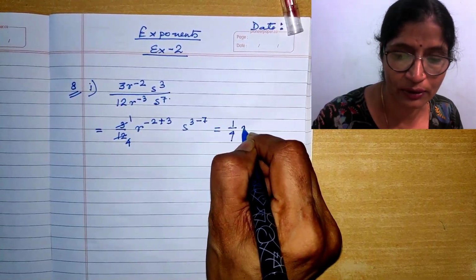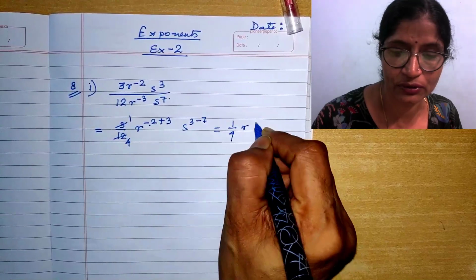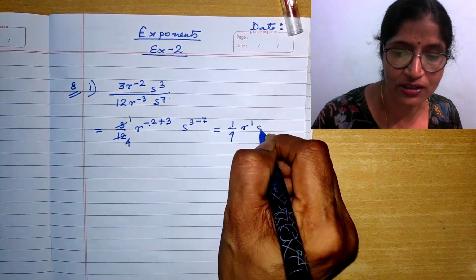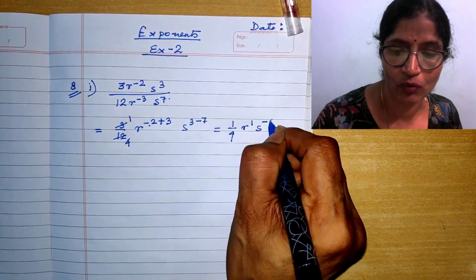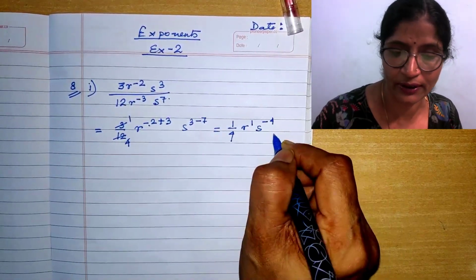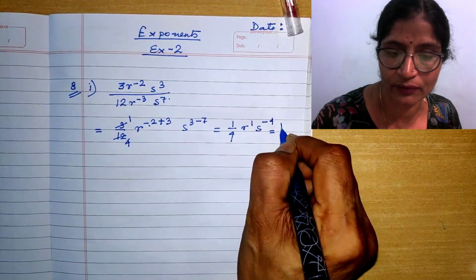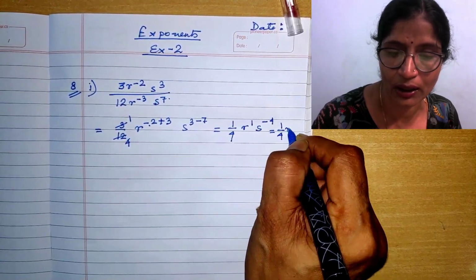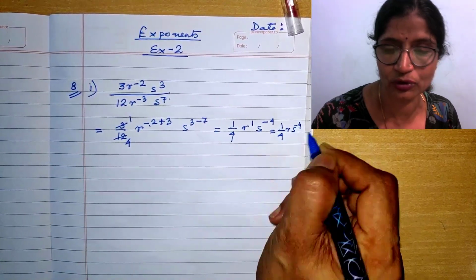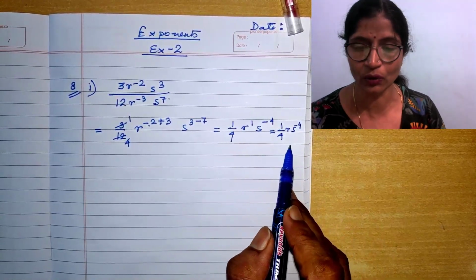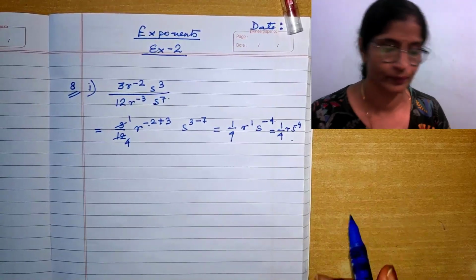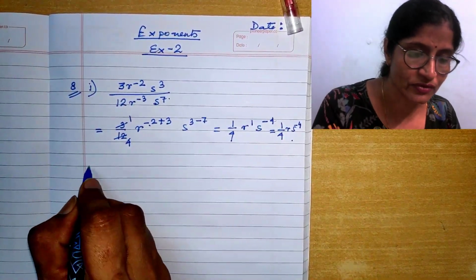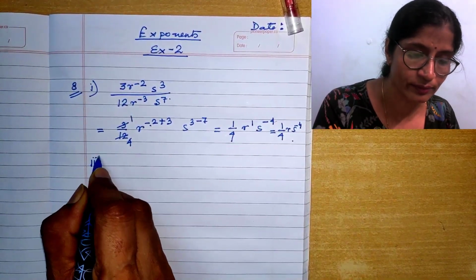So r to the power 3 minus 2, that is 1, and s to the power minus 4, and 1 we will not write, it will be written in the form r s to the power minus 4. So no variable is there in the denominator, only the variables are in the numerator. Next sum is sum number 3.